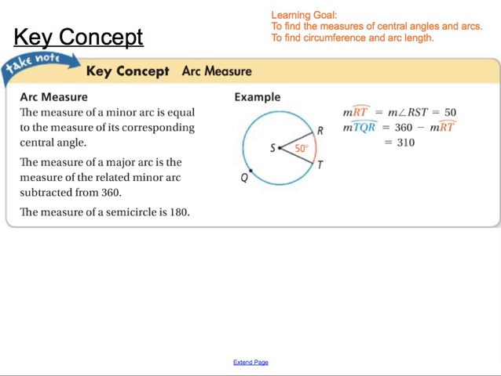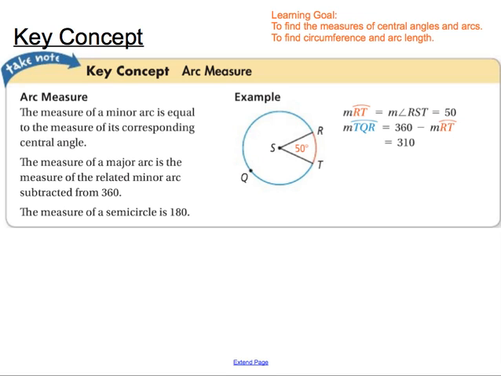So one of our key concepts of this lesson is arc measure. The measure of a minor arc is the measure of its corresponding central angle. Just like we had central angles with regular polygons, we have those with circles as well. So in this case, we would say that the measure of arc RT is 50 degrees.